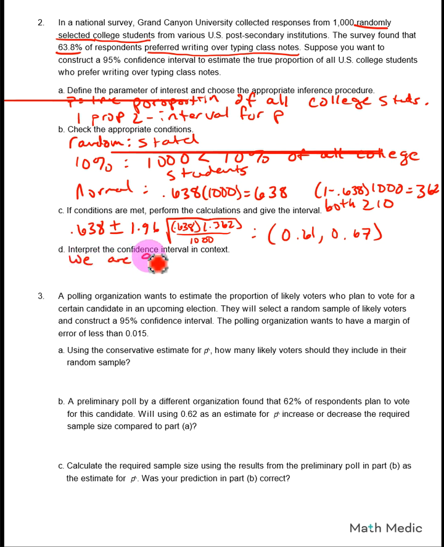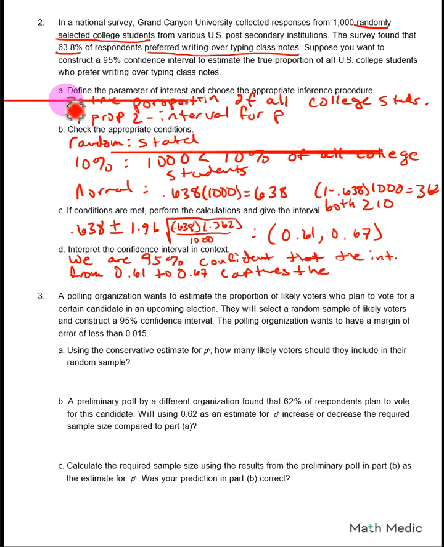We are 95% confident that the interval from 0.61 to 0.67 captures the true proportion of all college students who prefer writing over typing notes. Don't have room to write it there.